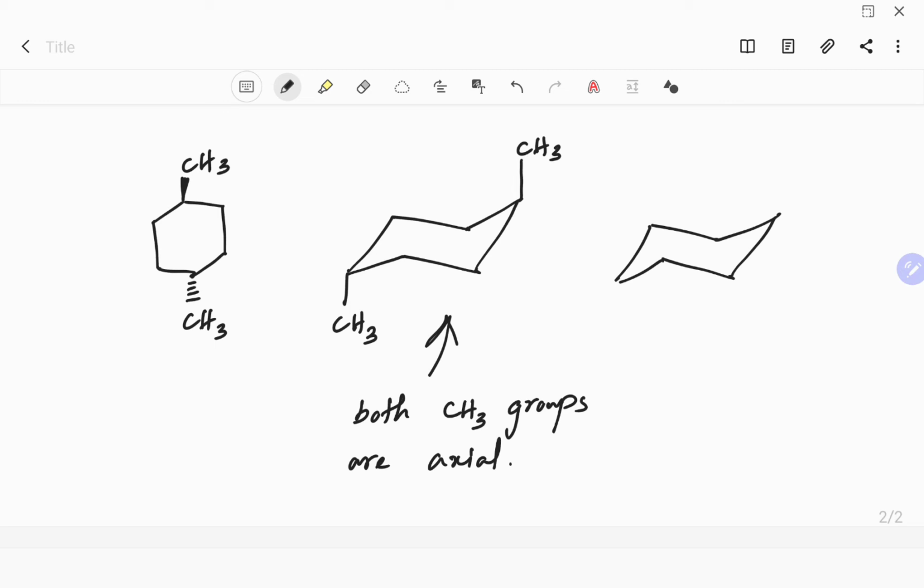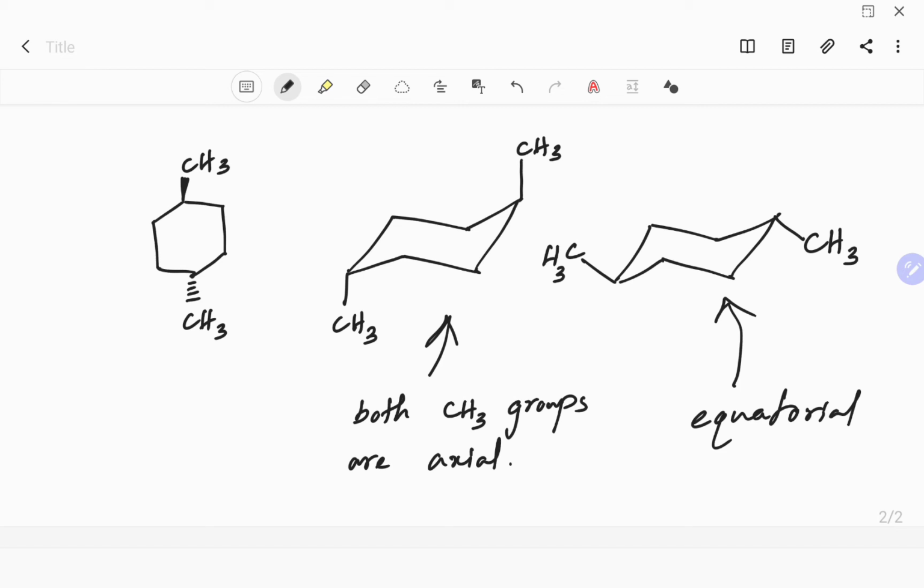But next, what I'm going to do is put the CH3 group on this carbon pointing down. So it is an equatorial one. Okay, this is equatorial, so this is going down. So the other CH3 group should be going up, right? So here's the CH3. Okay, in here, both CH3 groups are equatorial. So in the first both are axial, in this one both are equatorial.